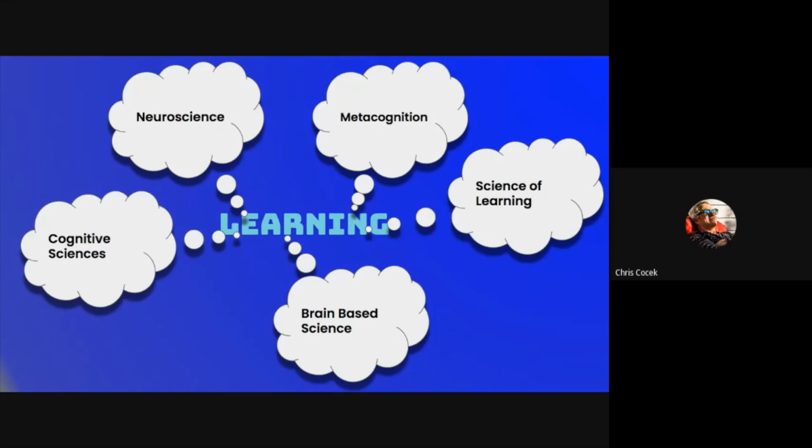Now, I've called it cognitive sciences in my title, and I've referred to it a couple times already. There's a lot of other words associated with this, okay? Neuroscience, metacognition, science of learning, brain-based science. It's all kind of the same field. Now, it's broad, though. That's the thing.